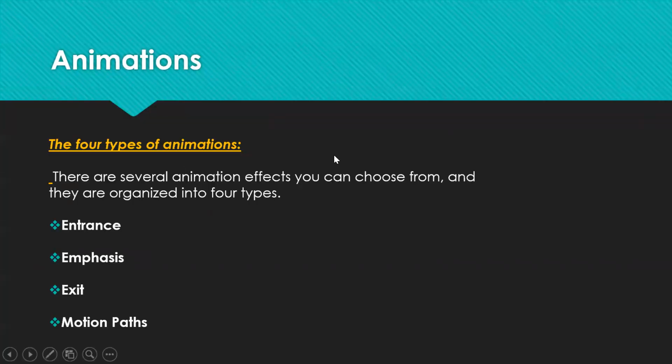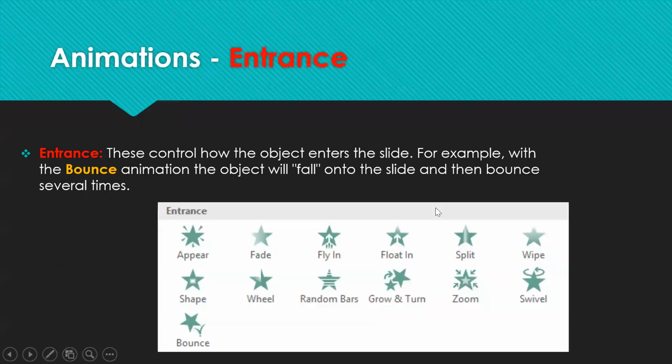There are four types of animations, called entrance, emphasis, exit, and motion path. The difference between animations and transitions is that animations apply to particular elements. Let's say a layout: in a layout there are two separate parts. One part is called an element, and another part is also called an element. There are different types of animations. One is called entrance.